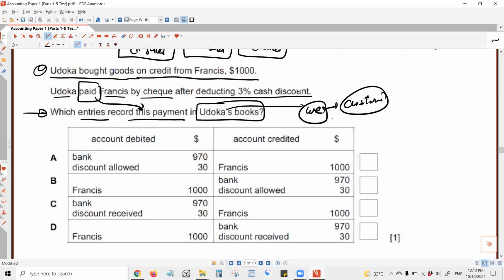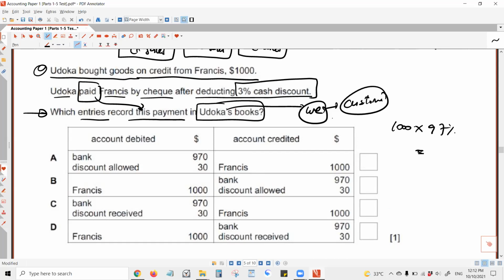Now, how much are we paying? We are paying 1,000 times 97%. Agree? So why can I apply the cash discount here? Because now we are making payment. We are Yudoka. You are now settling the debt, so you can apply the cash discount now. You know whether you deserve the cash discount or not here. So apply the cash discount.